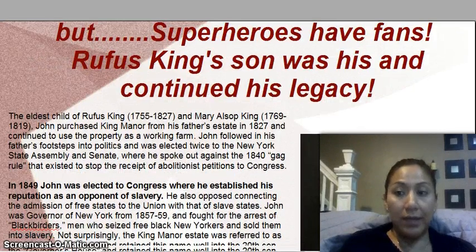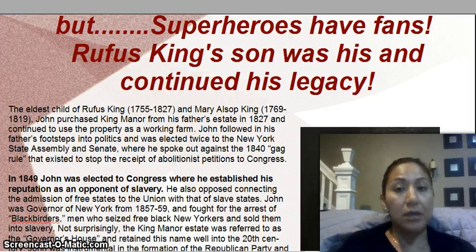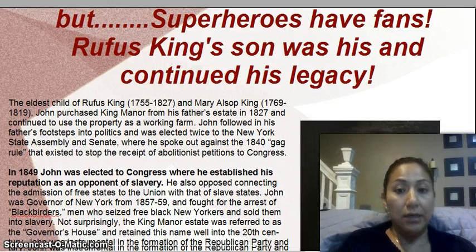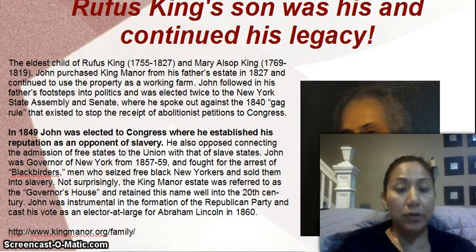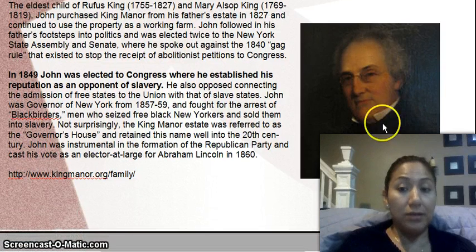Another thing we would look at in the museum would be how his legacy continued with his son, John King. John King also was a very popular politician in New York, and even though his dad did not get to see the end of slavery, his son did. This was something that he instilled in him, and from the 3 children that Rufus King did have, John King continued the legacy, and he saw the day that slavery actually ended.